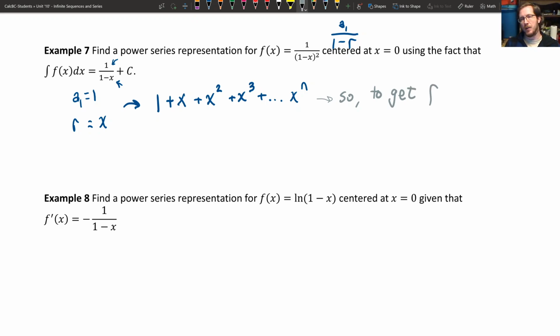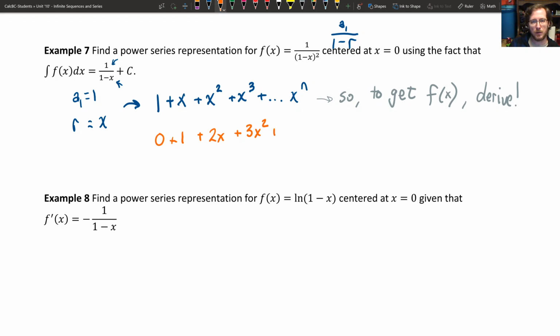To get our function f of x, we want to differentiate it. So let's take the derivative of each of these terms and see what we get. That should line up with our power series for f of x. The derivative of 1 is 0. The derivative of x is 1. The derivative of x squared is 2x.